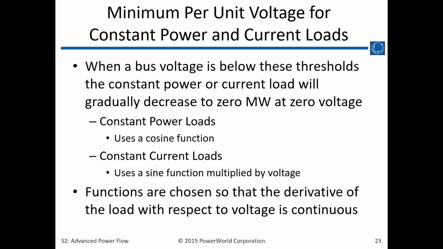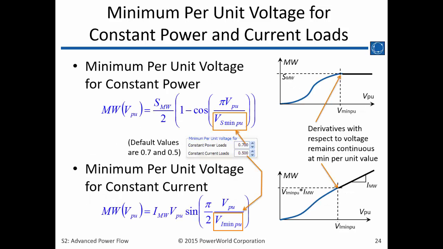When a bus voltage is below either of these two thresholds, the constant power or constant current load will gradually decrease to 0 megawatts at 0 voltage. Constant power loads will use a cosine function to reduce. Constant current loads will use a sine function multiplied by the voltage to reduce. The functions are chosen so that the derivative of the load with respect to the voltage is continuous, because we don't want any discrete changes in those derivatives or we will have a failure of the load flow.